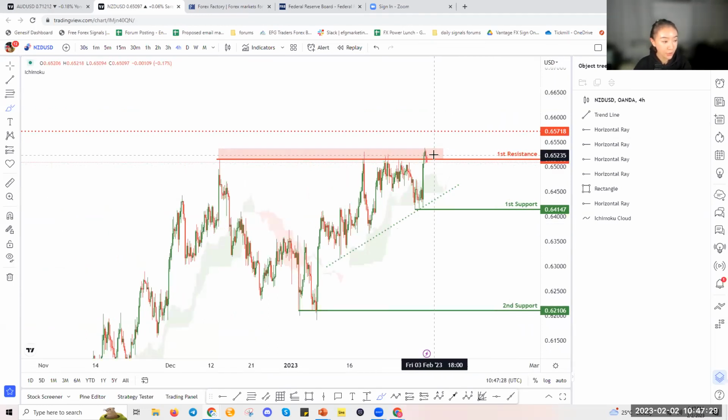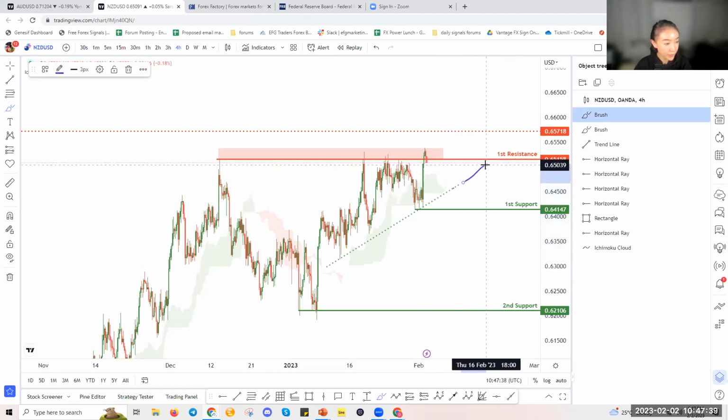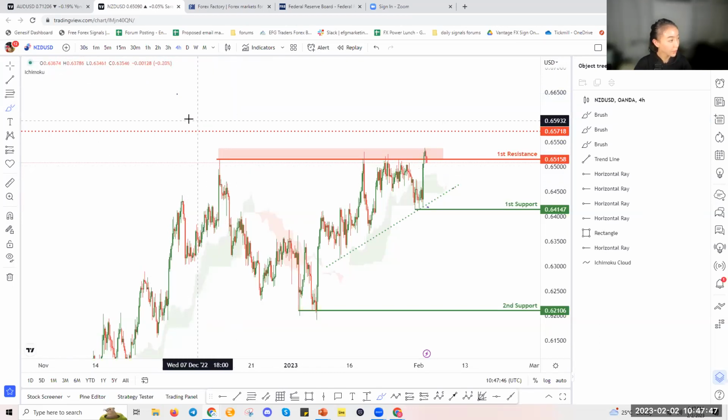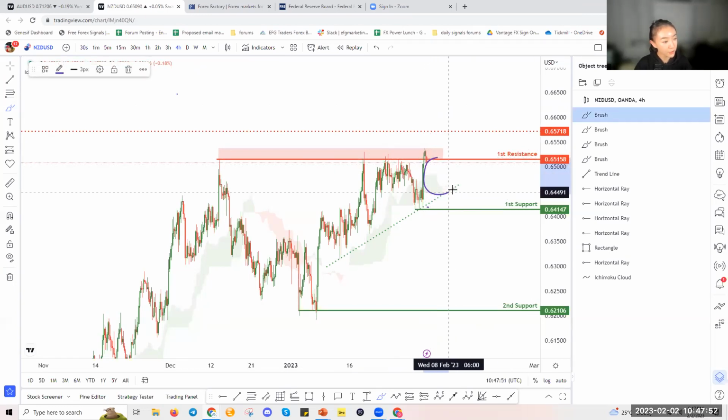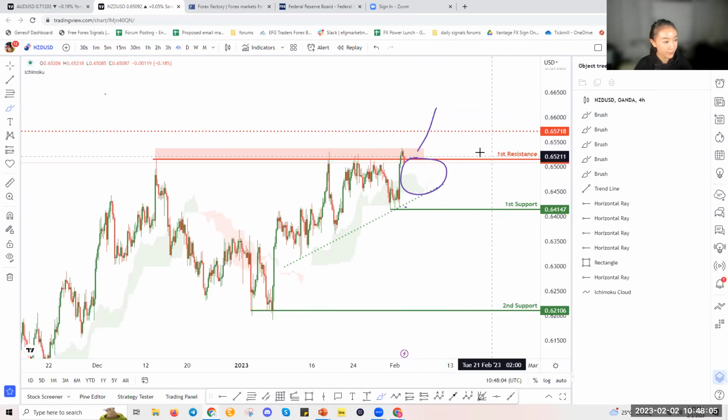The price is going to move within the first resistance and the trend line, the triangle that it forms. So maybe the price will break through the first resistance and maybe shoot up to the second resistance.